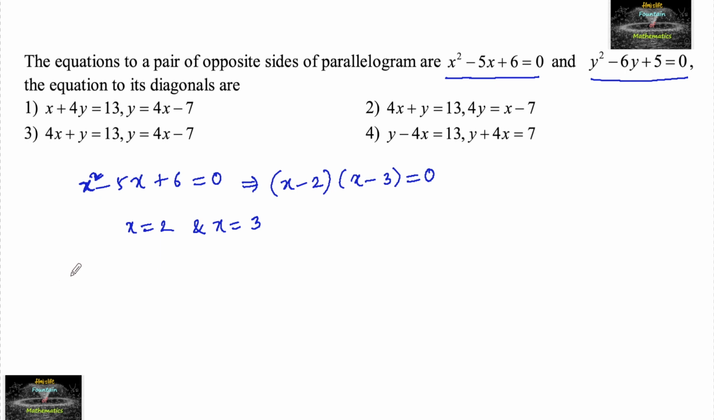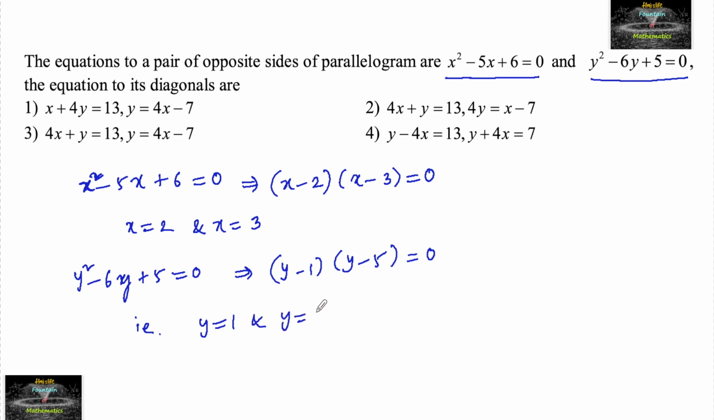And another pair of opposite sides of the parallelogram, y square minus 6y plus 5 equals to 0. This can be factorized as y minus 1 into y minus 5 equals to 0. That is, y is equal to 1 and y is equal to 5 is the set of another parallel sides. So we can show these sides of the parallelogram in the diagram.